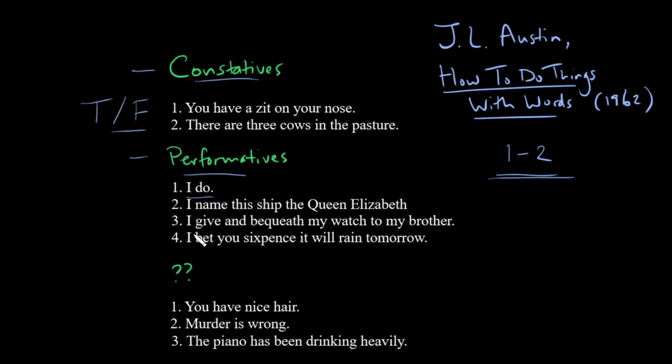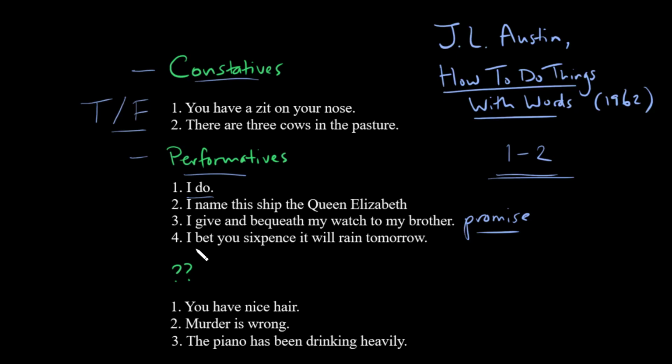A third example might be something like, I give and bequeath my watch to my brother. Here I'm actively promising something. So there's the action of the promise, and the words help out with that. And the fourth example that Austin gives is, I bet you 6 pence it will rain tomorrow.